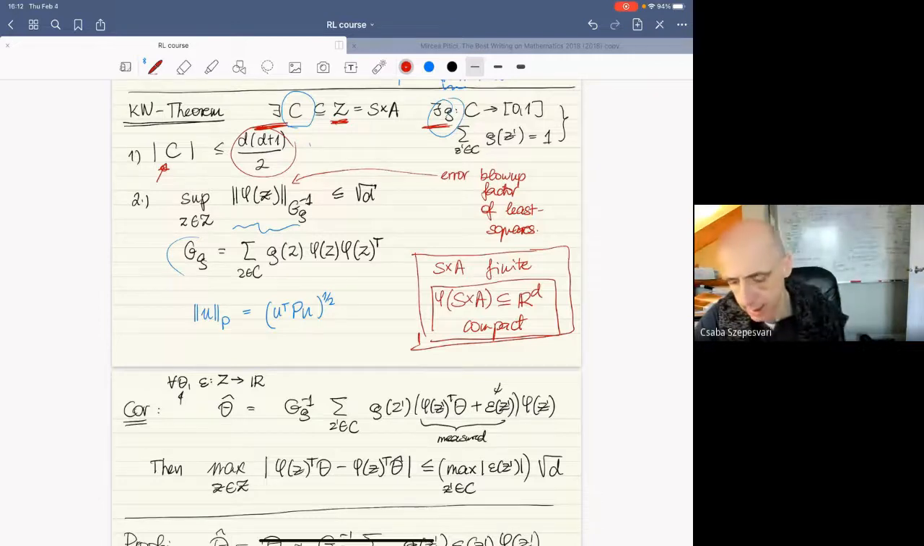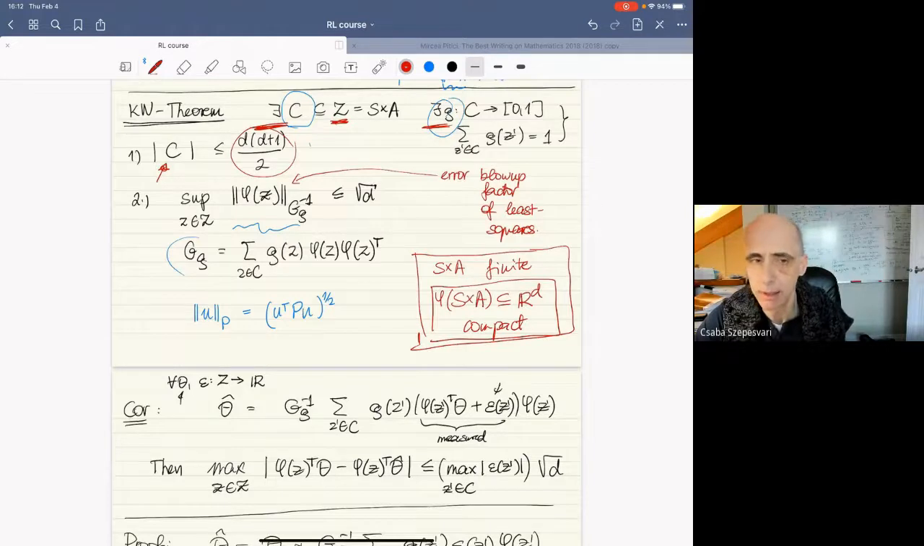But here we allow ourselves, to make the task a little bit easier, to say that, well, okay, someone is going to hand over this set C. Notice that this set didn't depend on what function you're trying to approximate. So at least if you have to do some calculation like this, you can do it once.